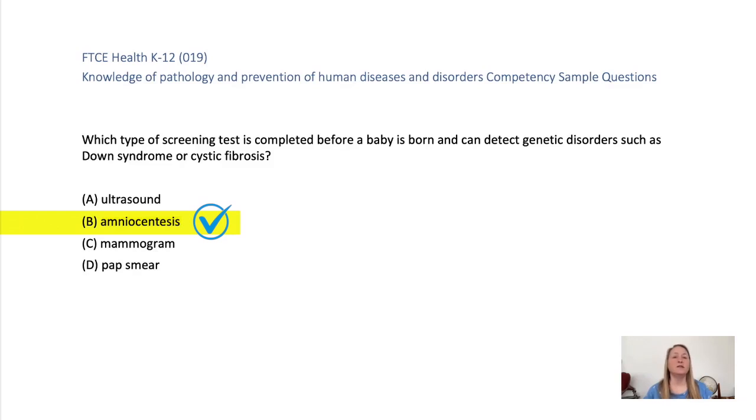Amniocentesis. The fetus is surrounded by a fluid known as amniotic fluid. Before a baby is born, a lot of people choose to have an amniocentesis, which can detect lots of different diseases caused by abnormalities in the chromosomes.